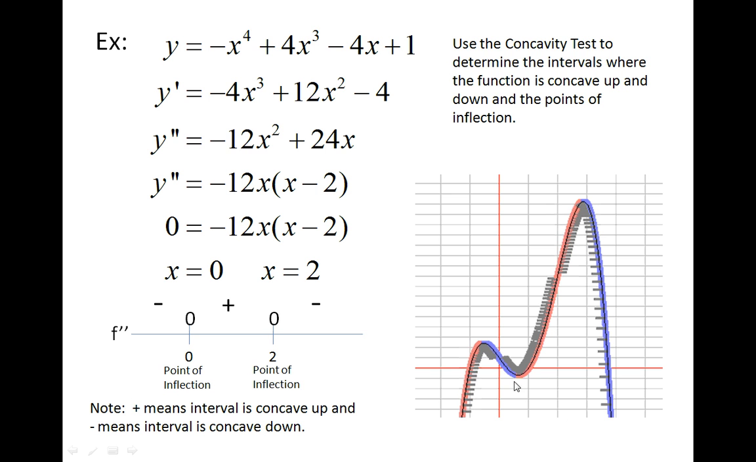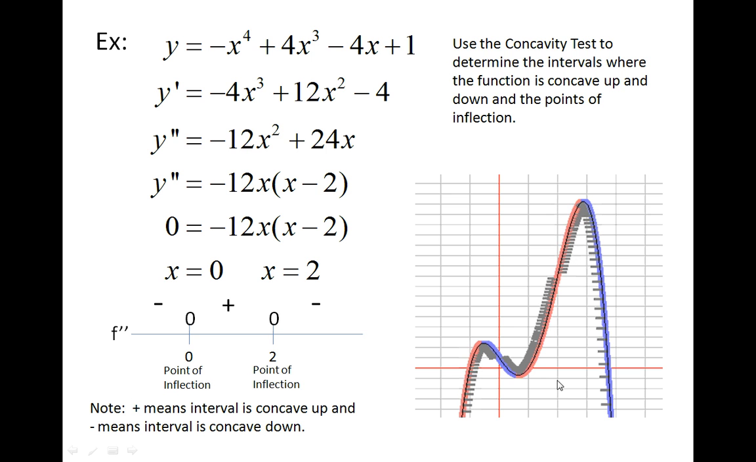So if you look at the graph here, when x is 0, you can tell it's shaded below here in gray. It was concave down up until x equals 0. And then here it's shaded in gray above the curve. It's concave up in that stretch. And then after x being 2, it goes back to being concave down.